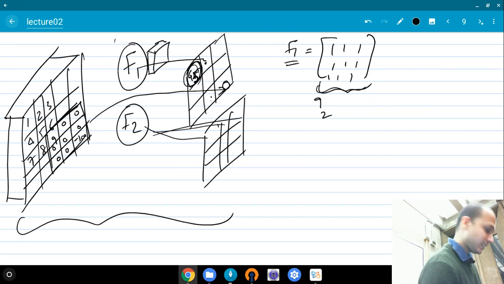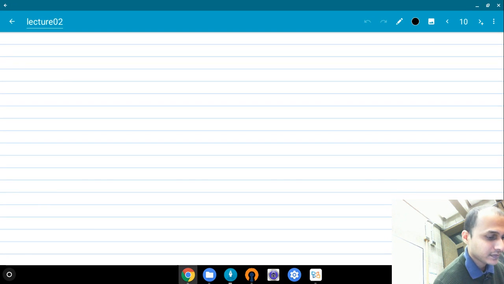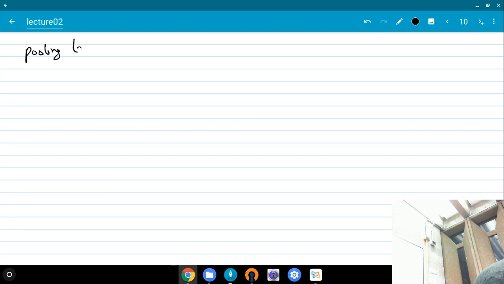Next, what's the time? Okay, we have very few minutes, so I'll illustrate another layer, which is a very simple layer. It doesn't have any parameters in the simplest form. It's called the pooling layer. We are just going to call these things layers.